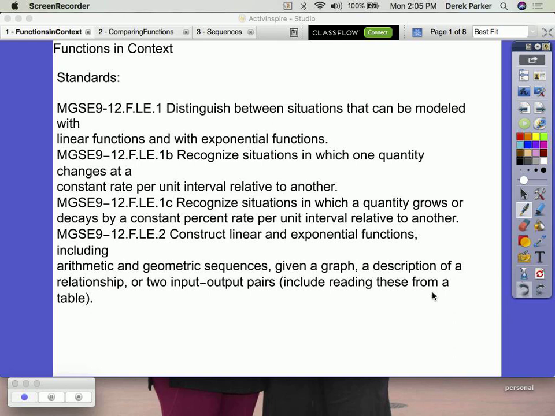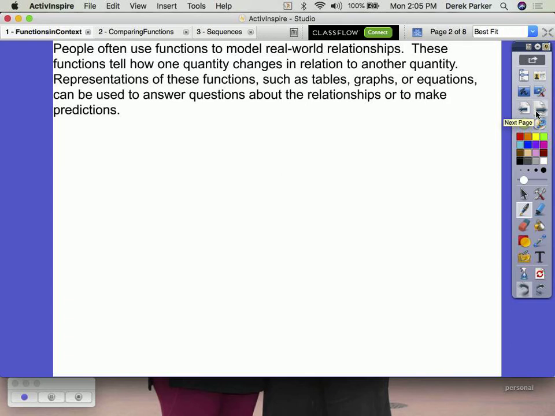In the first part of Unit 5, we will be dealing with these standards, and all of these deal with functions in context, which in all reality means this: is it a linear or an exponential function? People often use functions to model real-world relationships. These functions tell us how one quantity changes in relation to another quantity. Representations of these functions, such as tables, graphs, or equations, can be used to answer questions about the relationships or to make predictions.